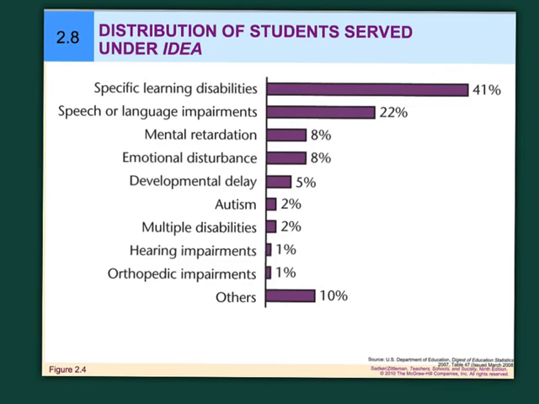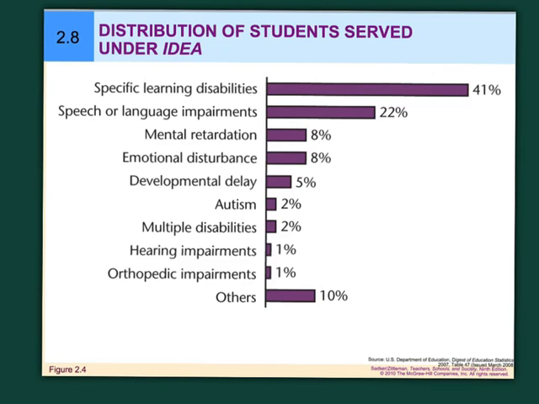Mental retardation is a very small percent, actually. Emotional disturbance, another small percent. Developmental delay, even smaller. And autism, 2%. I think that's growing. I think we're going to see that figure go up. This is a 2007 table. I would suspect that it's higher than that now.